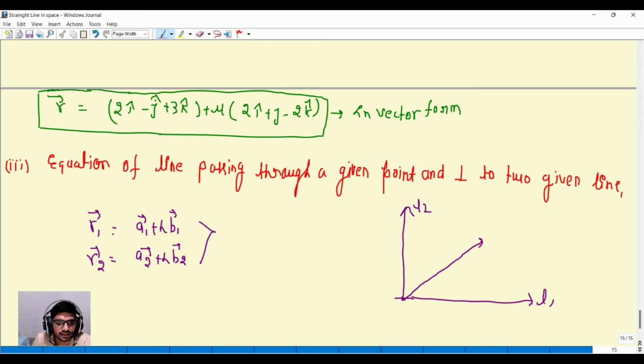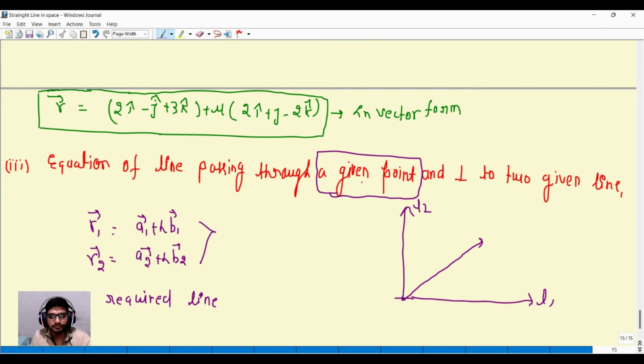So how are we going to find a for the required line, where a is the position vector of the required line? It is given by the given point. So we can find the position vector from the given point and the direction ratios from the two given lines, and putting those values in, we get the required answer.